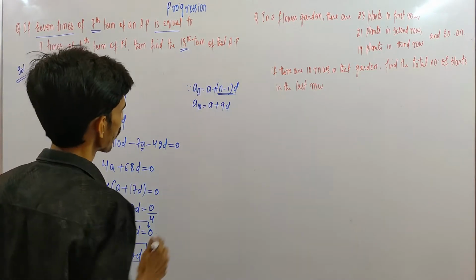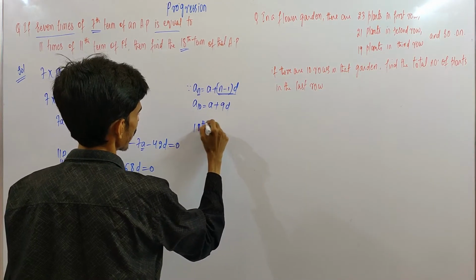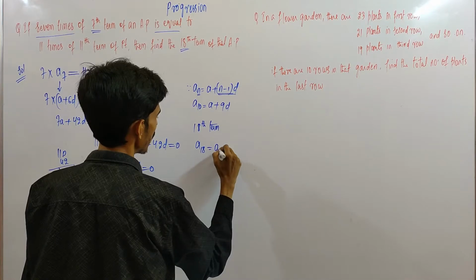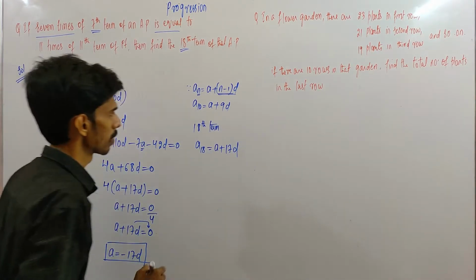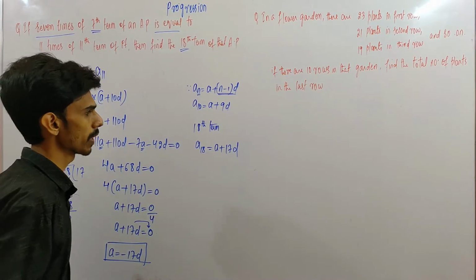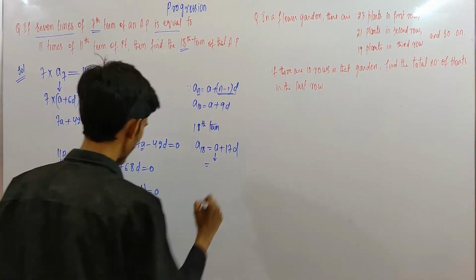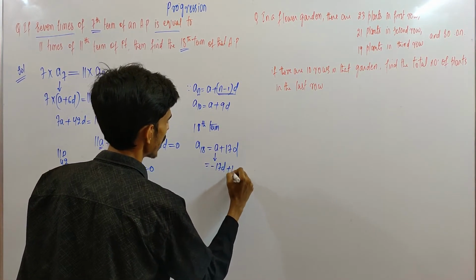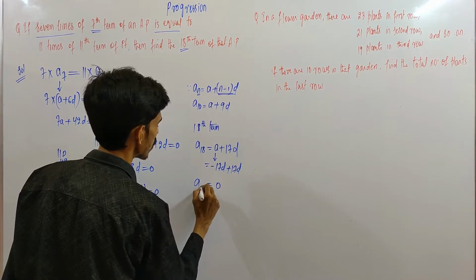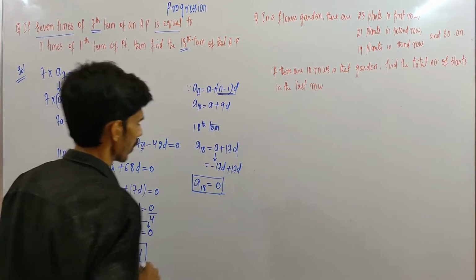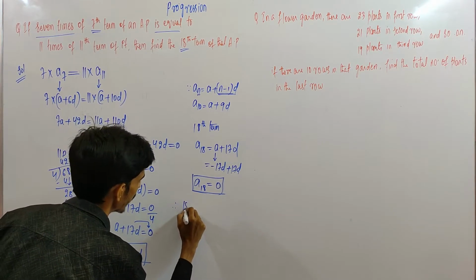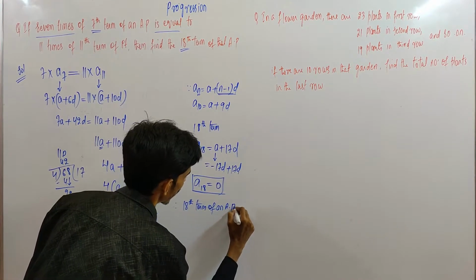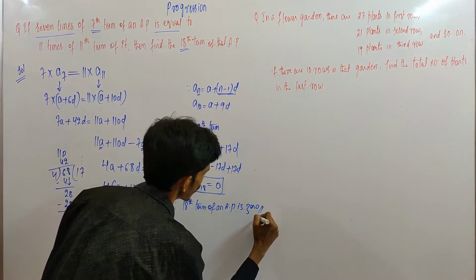Here we want the 18th term of an AP. The 18th term is A18. This can be written as a plus 17d by this formula, an equal to a plus n minus 1 into d. Now here we have the value of a, which we calculated as minus 17d. Minus 17d plus 17d, so we will get 0. So the A18 term is 0. Hence we can say that the 18th term of an AP is 0.